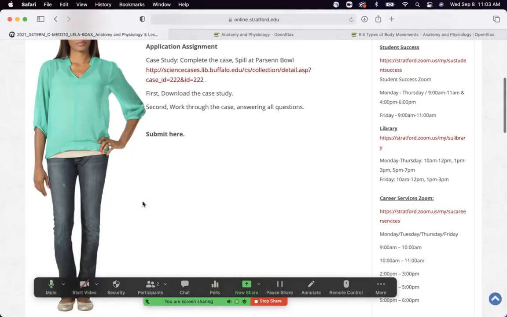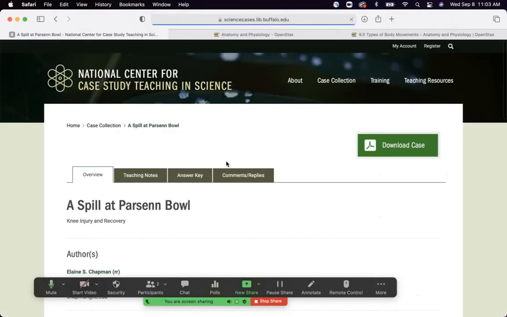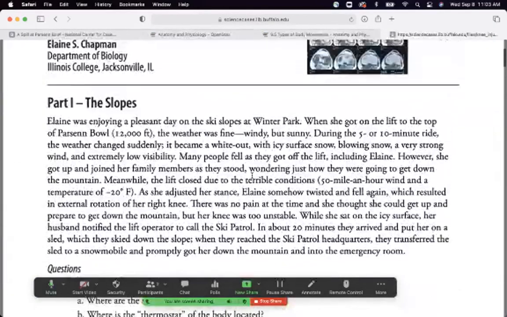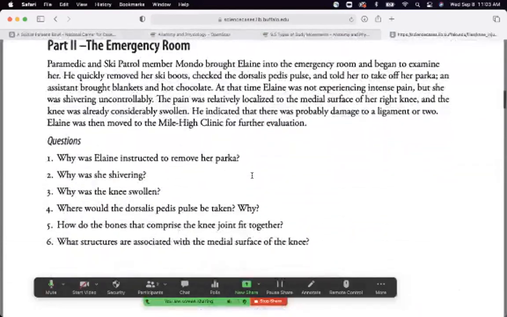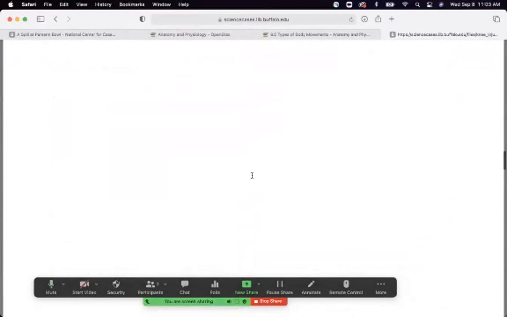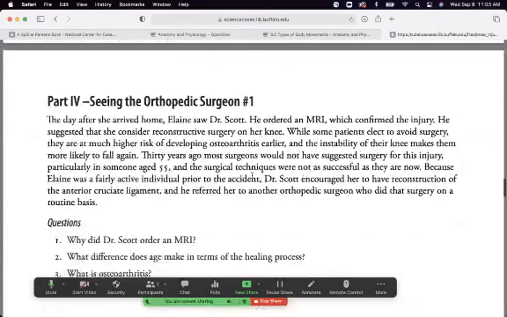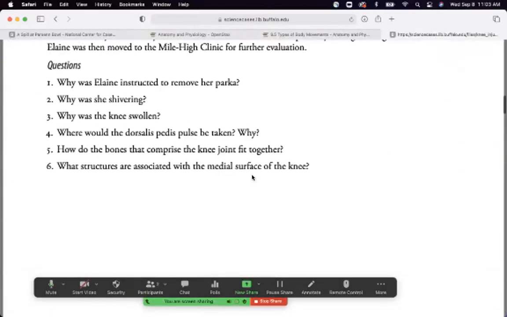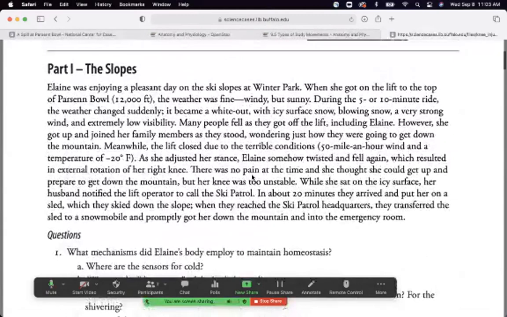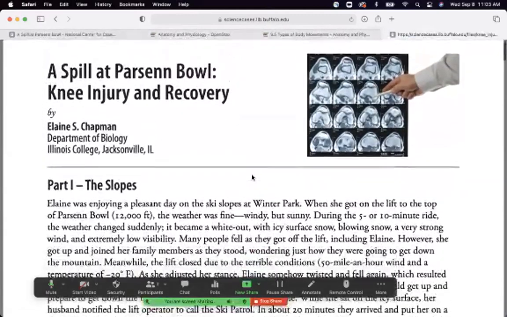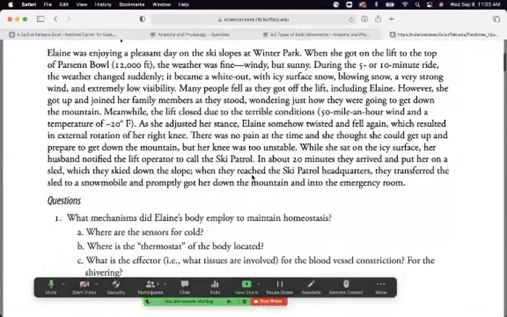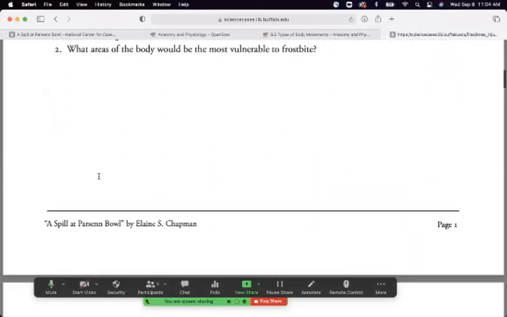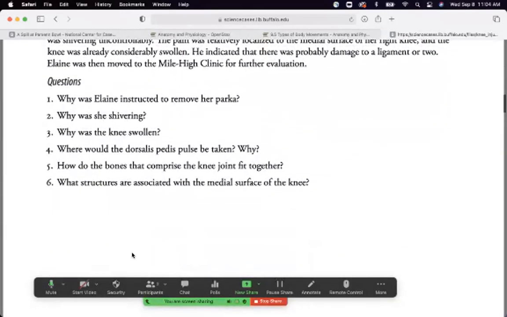And lesson 6, let's look at the case. Part 1, questions 1 and 2. Part 2, questions 1 through 6. And part 3, questions 1 through 4. You know what? Parts 1 and 2 only. More than enough questions. If you can figure out parts 1 and 2, I think you should be good. So parts 1 and 2, questions 1 and 2. And part 2, questions 1 through 6. That's it.